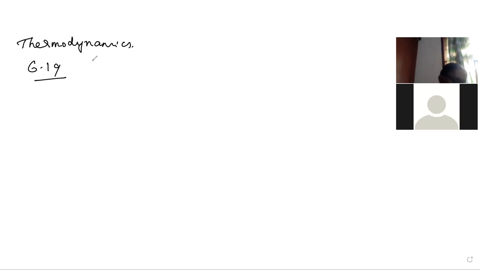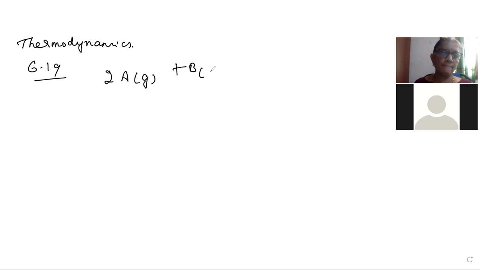Now we have to start with book back questions in thermodynamics. Question 6.19. There is a reaction given: 2 moles of A gas plus 1 mole of B gas reacting to give 2 moles of B, all in the gaseous state.